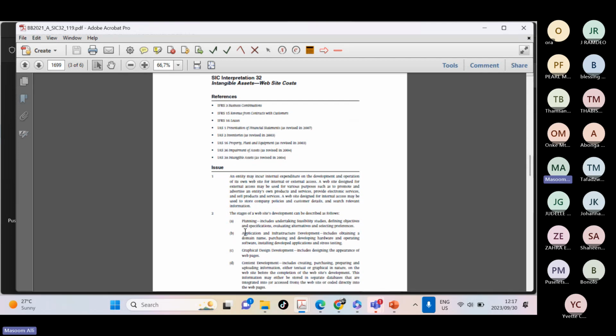Then we get to the application and infrastructural development phase, right? All of these costs, it's going to depend, right? Number one, and what will it depend on? It's going to depend on the purpose of the website. If the website is just for promotional activities, then all of these costs you expense. Straightforward expense, right? Go straight to your income statement.